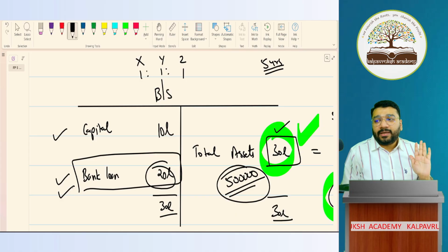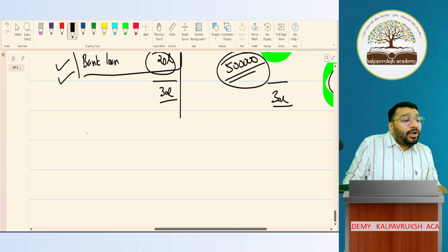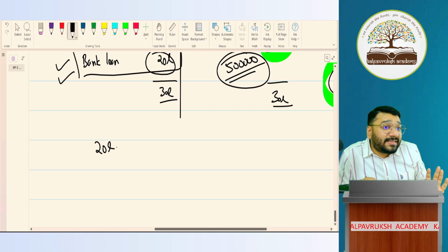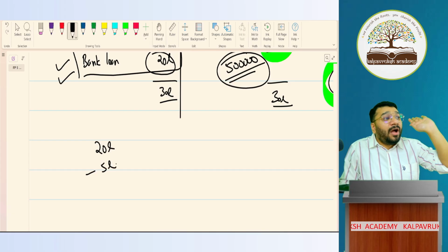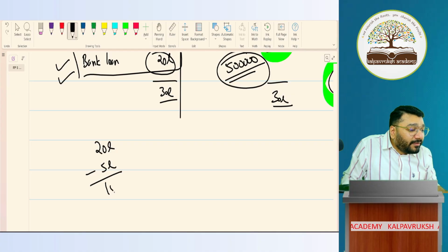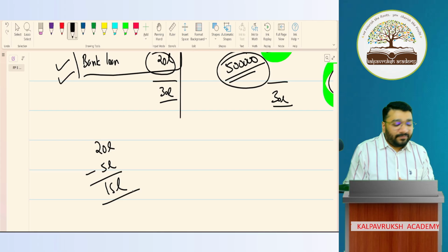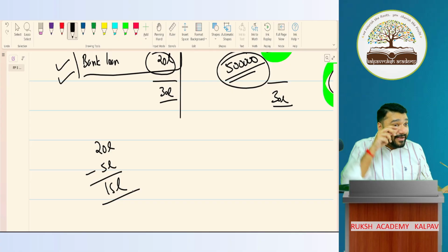But I have a problem here. The bank loan that I have to settle is 20 lakh, but the money I have in the firm is only 5 lakh. So let's say I repaid the full 5 lakh. How much balance do I have to repay? 15 lakh. Who's crying here? First the banker will cry. He will weep the entire night.